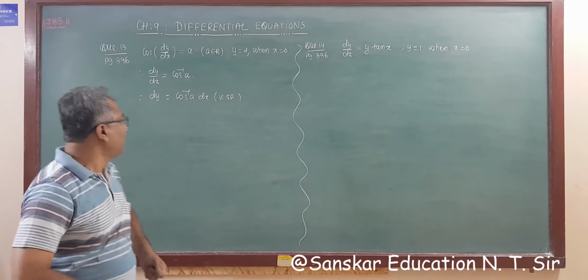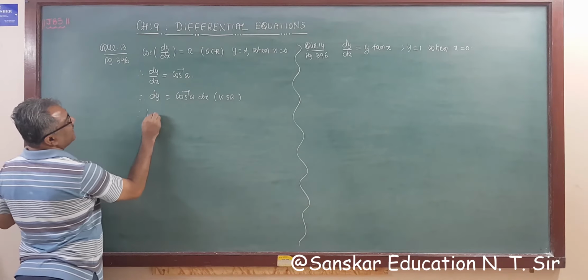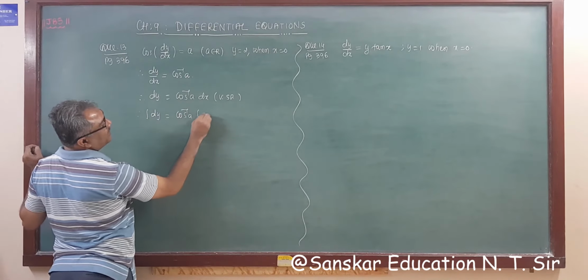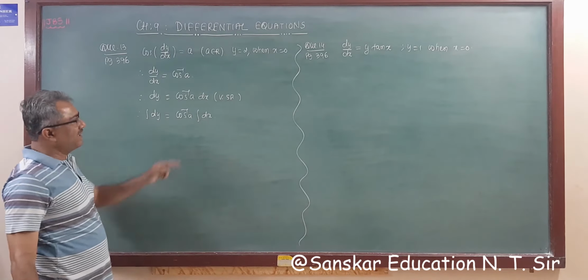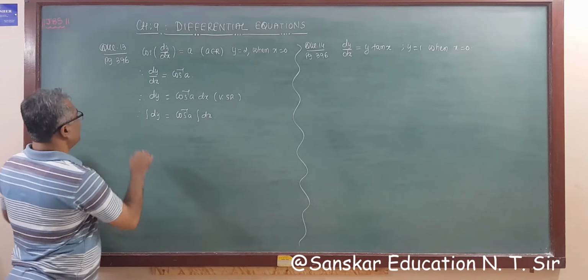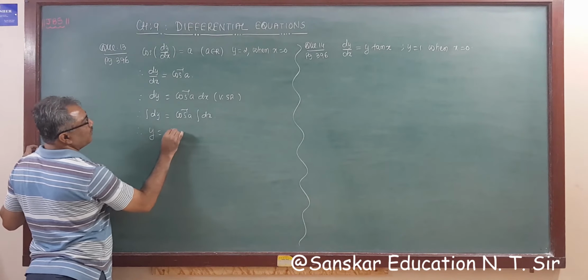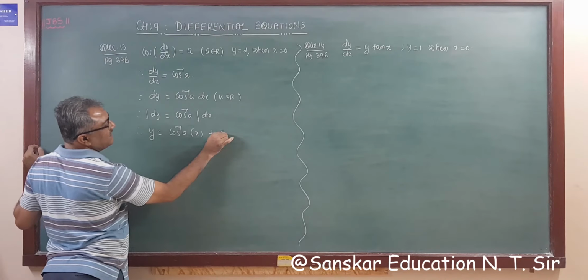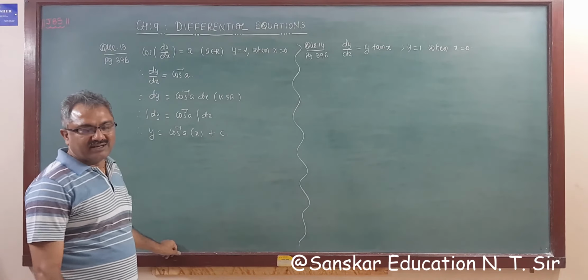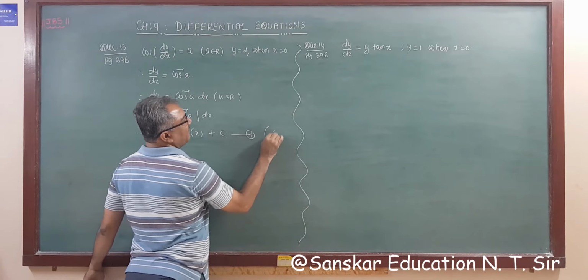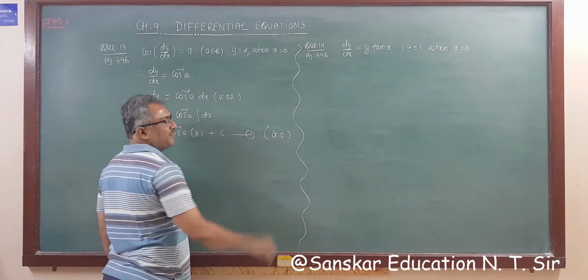So integrating, what we get? Integration dy is equal to cos inverse a, a is constant, integration dx, because we are integrating with respect to x. So a is constant. So the answer will be y is equal to cos inverse a into x plus c. No need to write log or anything. So this is number one, the required general solution, right?